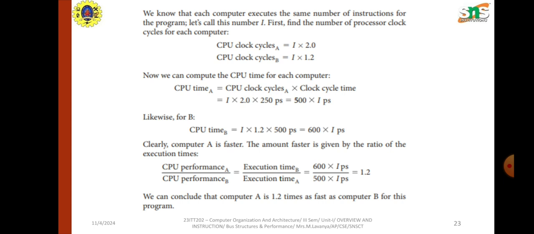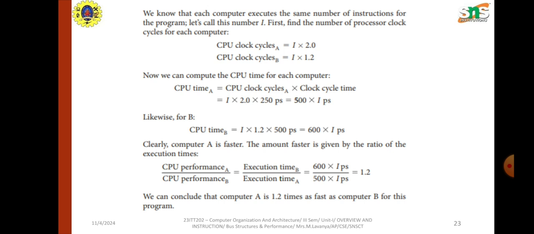So 250 ps, which is equal to 500 times I ps. Here, since the number of instructions is not known, we are considering it as I. And for CPU time of B, the same formula, CPU clock cycle of B times clock cycle time, whereas I times 1.2 times 500 ps, it is 600 times I ps.